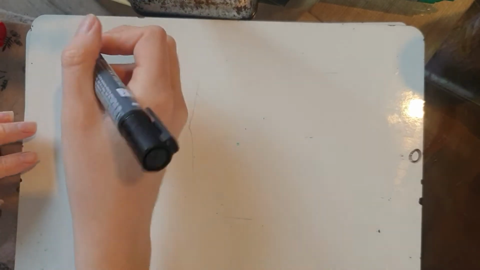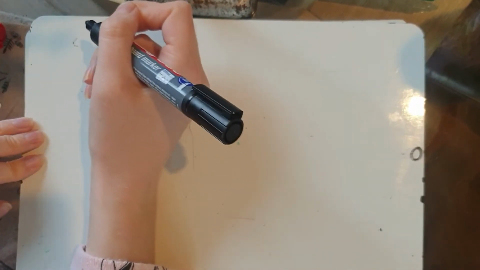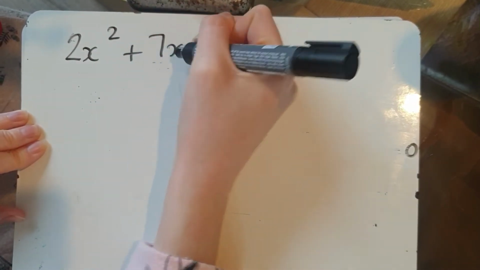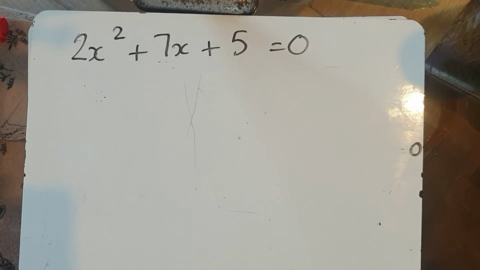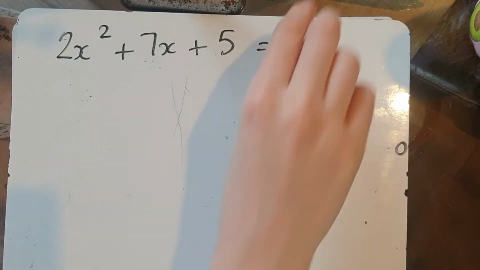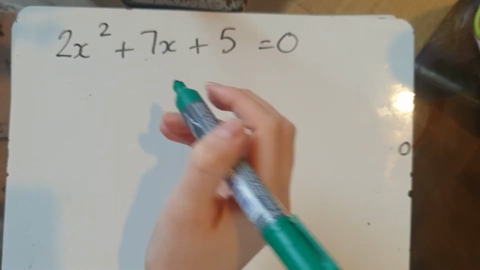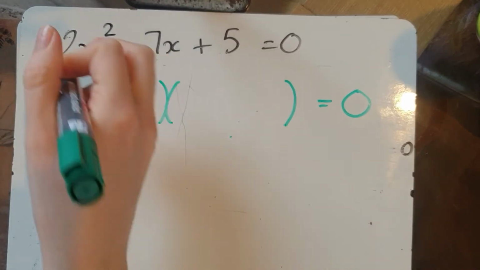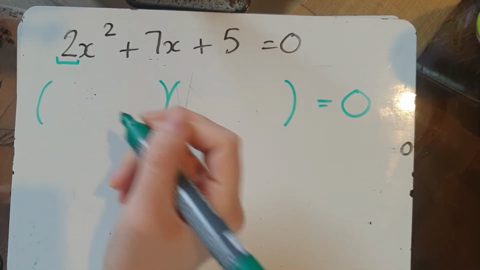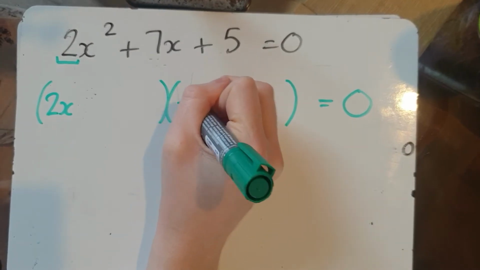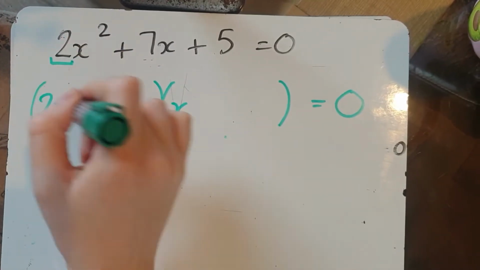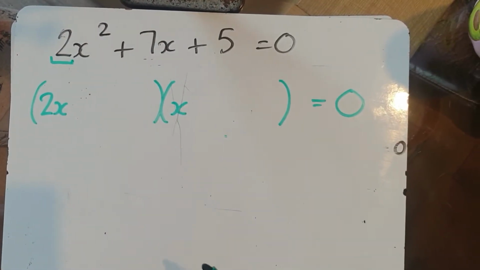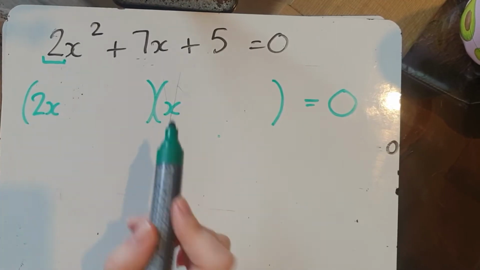Next example is where we have a coefficient of x squared. So let's say we had the equation 2x squared plus 7x plus 5 equals 0. There's now a number in front of the x squared term, so we can't just put x and x into the double brackets. However, because this is a prime number, we can do 2x and x. We know immediately that it's 2x and x, because 2 is a prime number. The only way to get 2 is to multiply 2 by 1. So I've got 2x and x.